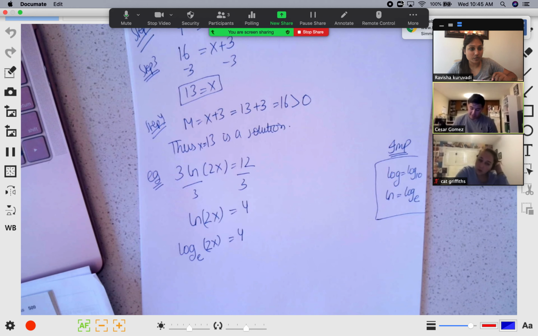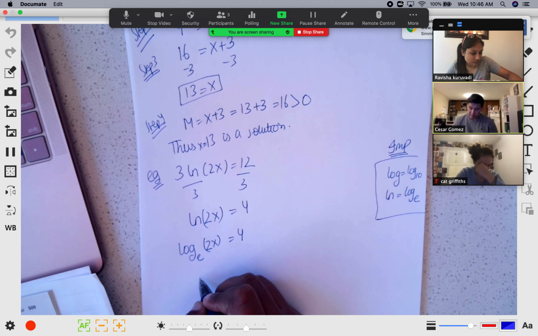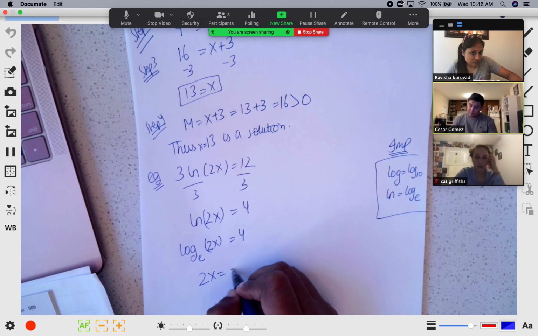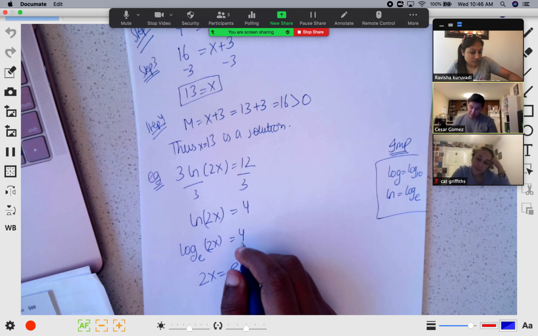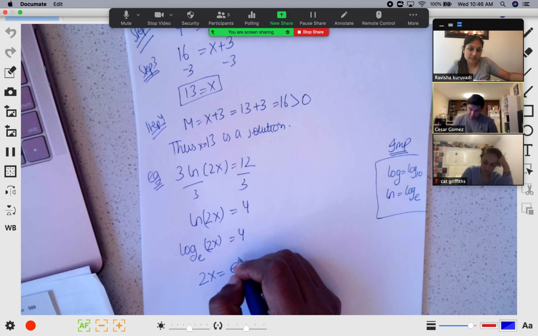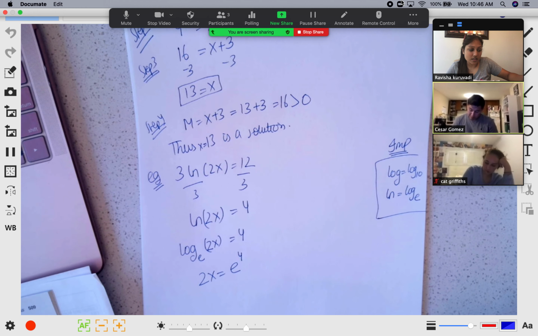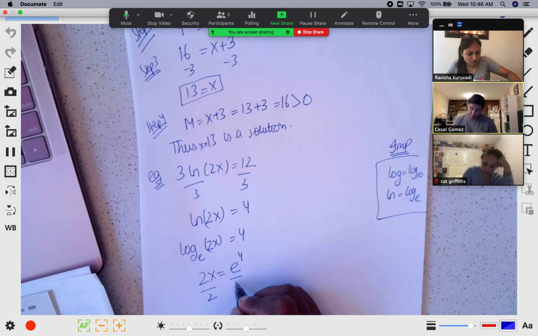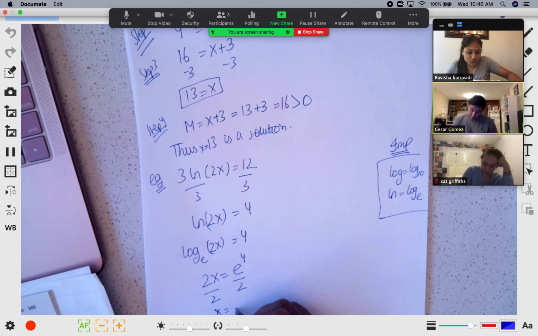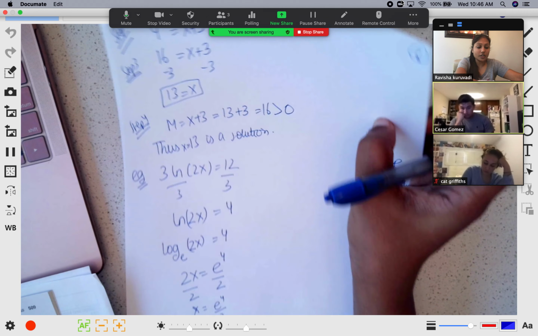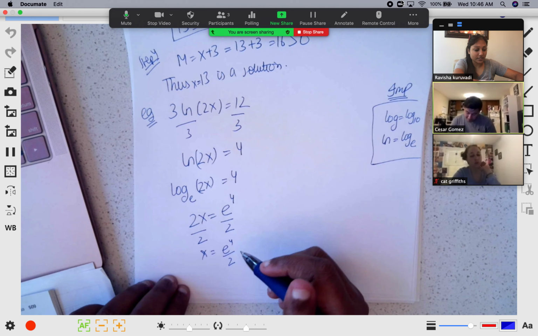Now convert into exponentials. Now you got 2x equals e to the power of 4? Yes, correct. I just need x. Solve for x. Now divide by 2. So you get x is equal to e to the power of 4 over 2. Now you're not done here. You have to check this answer.